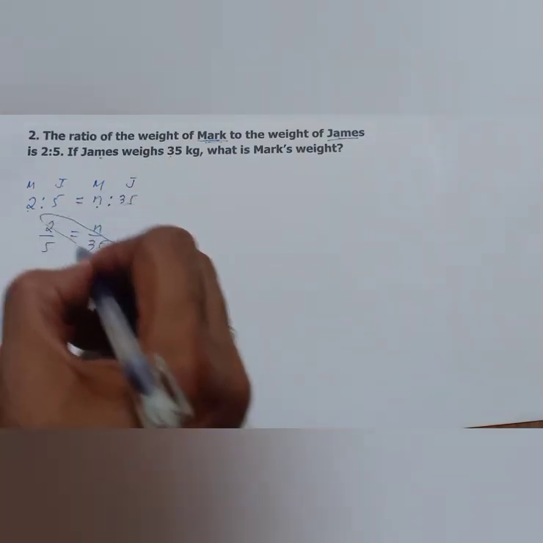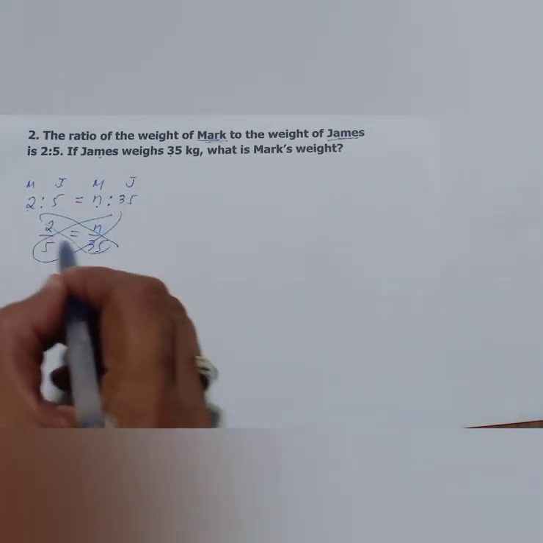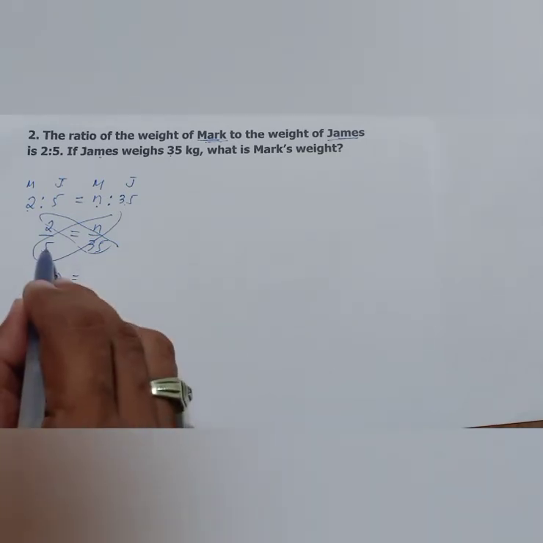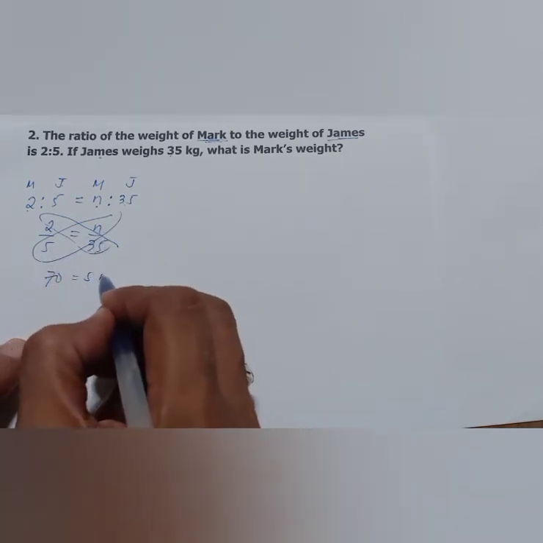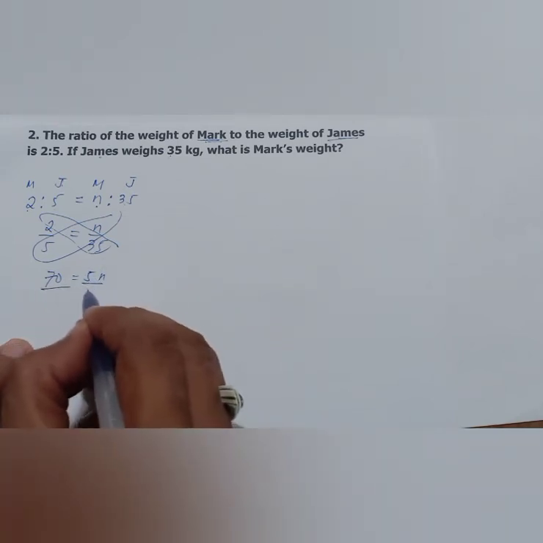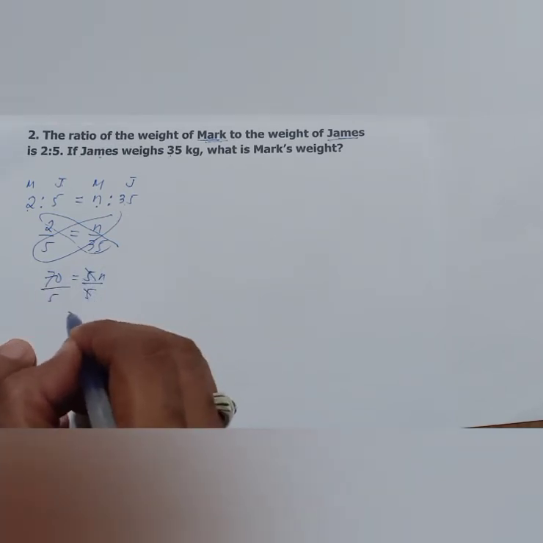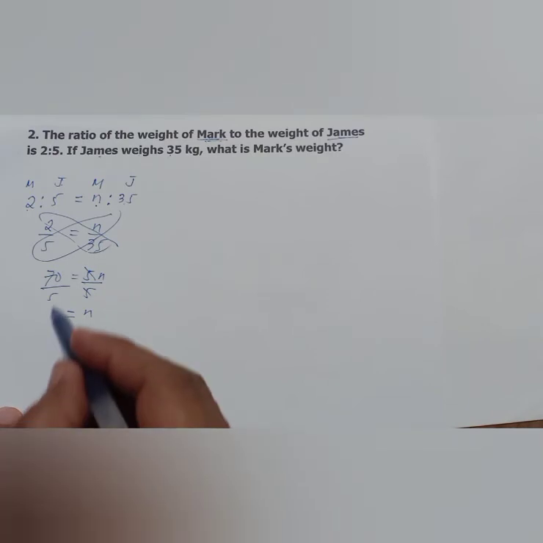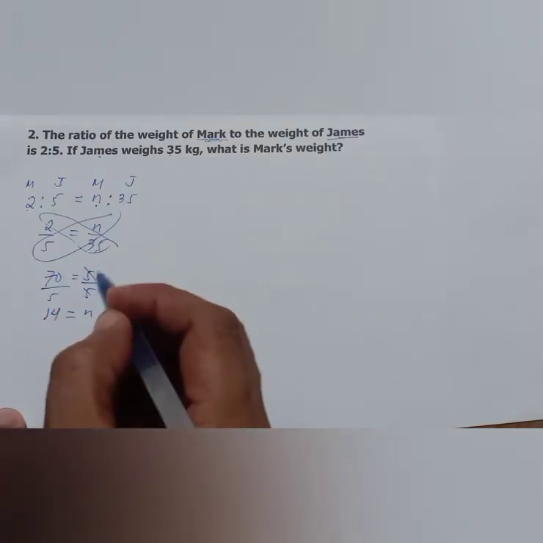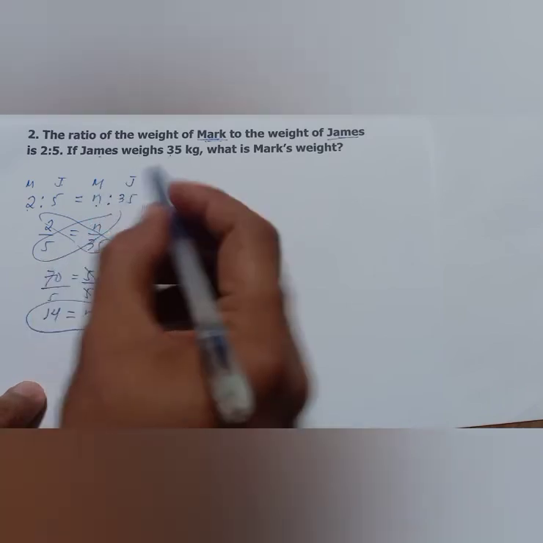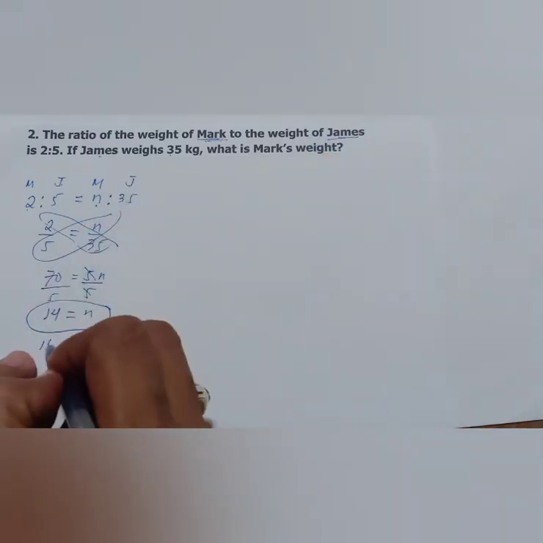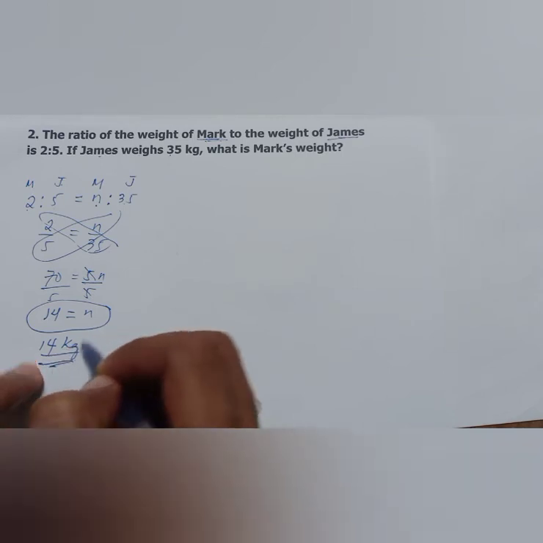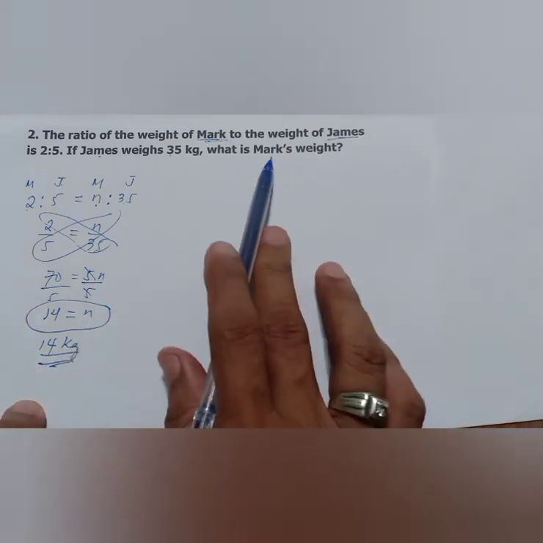So we cross multiply. Multiply this 2, that will give you 70. Multiply this, 5 times N, 5N. So this time we cancel both sides by 5. Cancel 5. So what is left here is N. So this means division. So divide 70 by 5, right? So divide this, you get 14. So meaning, Mark's weight is 14 kilograms. Our answer is 14 kilograms. So that's the weight of Mark.